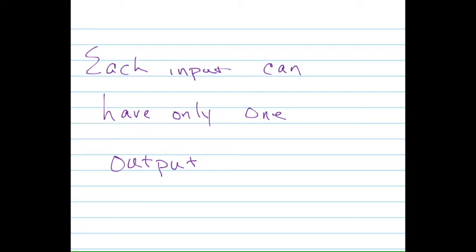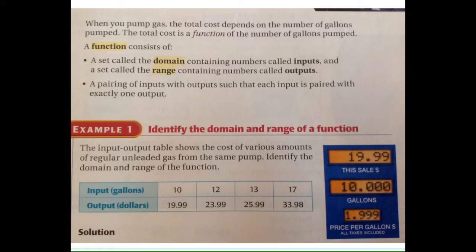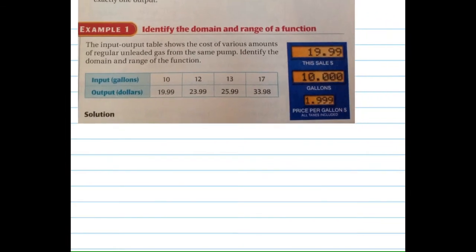So the first thing we want to learn to do is identify the domain and range. Example 1 gives us an input-output table, and we're often going to have tables from which to identify the qualities of our function. So this table shows us the cost of various amounts of regular unleaded gas from the same pump. Identify the domain and range of the function.